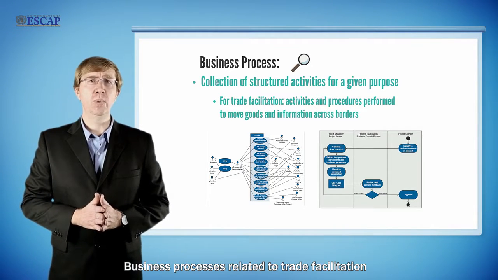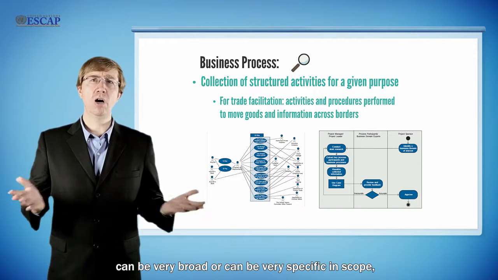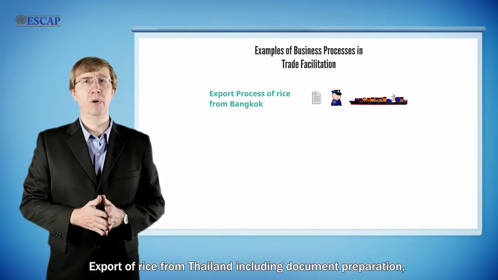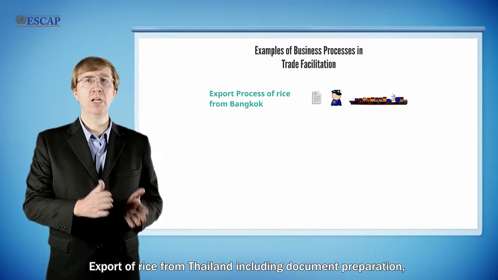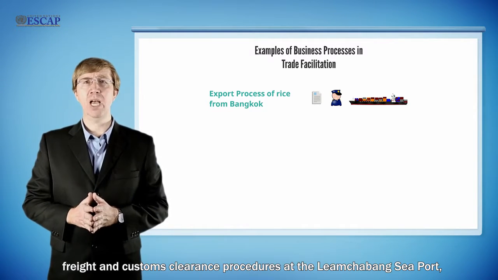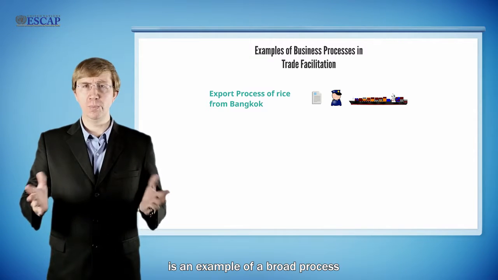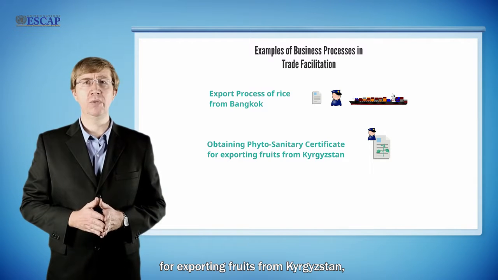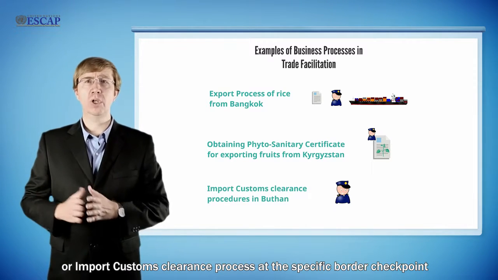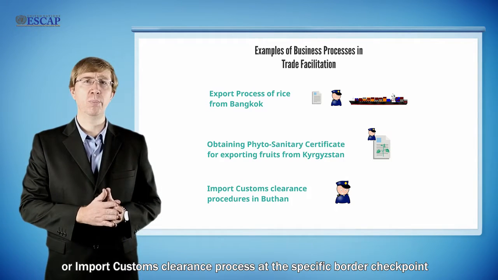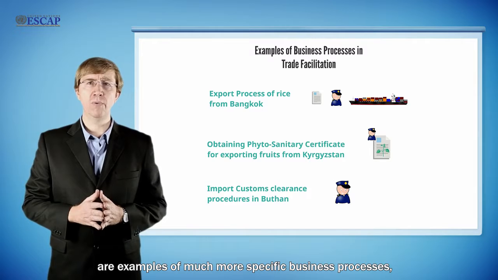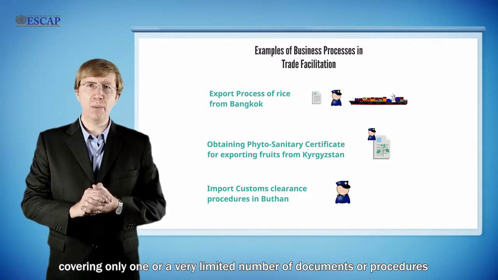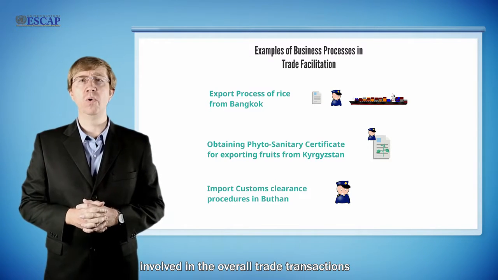So business processes related to trade facilitation can be very broad or very specific in scope. For example, export of rice from Thailand, including document preparation, freight and customs clearance procedures at the Laem Chabang seaport, is an example of a broad process. Application and obtaining of a phytosanitary certificate for exporting fruits from Kyrgyzstan, or the import customs clearance process at the specific border checkpoint of Phuentsholing in Bhutan, are examples of much more specific business processes, covering only one or a very limited number of documents or procedures involved in the overall trade transaction.